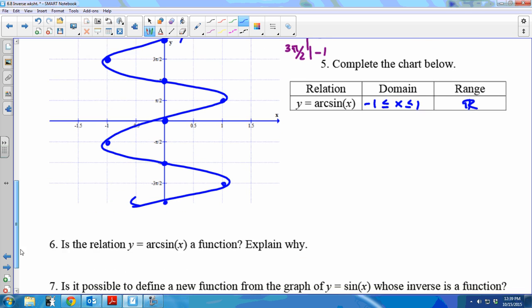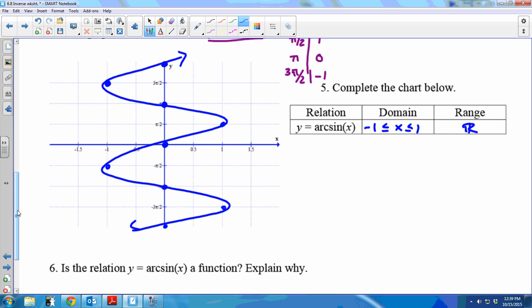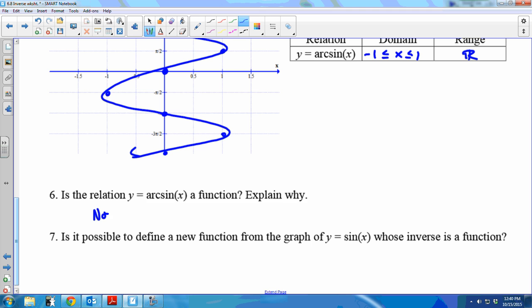All right. So on number 6, it says, is the relation y equals arcsine x a function? How do we tell if something's a function or not? Right, the vertical line test. This fails the vertical line test pretty much at every point. You hit an infinite number of points because it keeps going. So this is not a function, because it fails the vertical line test.